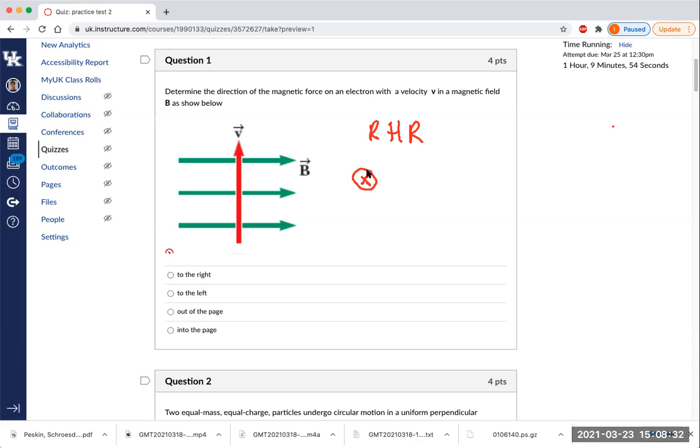So I denote that with a cross. That would be the force on a positive particle. Now in this case, we've got an electron. So the force on the negative electron is in the opposite direction. So that would be out of the page, denoted by this dot here.